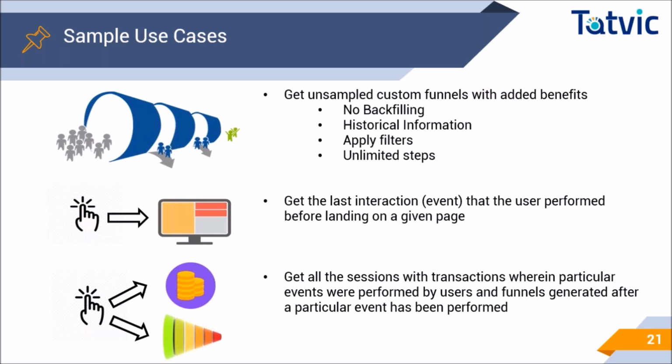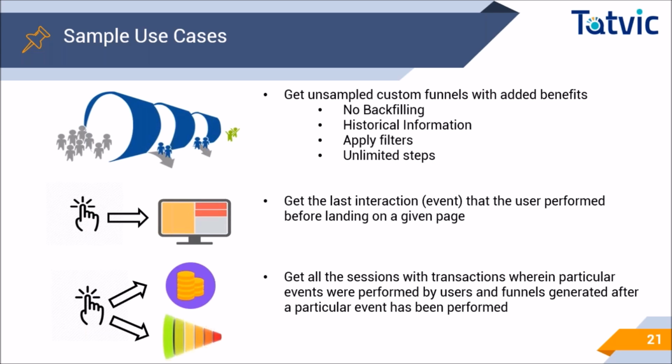Moving on to the next one, let's say I want to understand, for a particular given landing page, what all were the interactions or what all were the last clicks that the user performed on the previous page, so as to understand that there might be a lot of CTAs on one of my pages, and which of these CTAs is actually moving my users from one page to another. I can understand that using a very simple query in BigQuery.